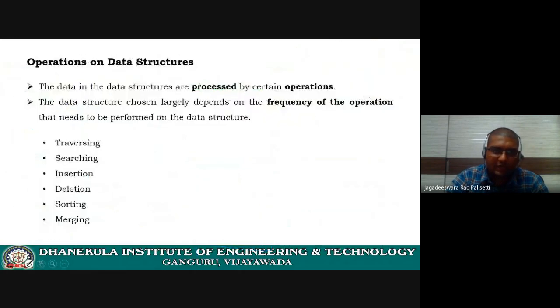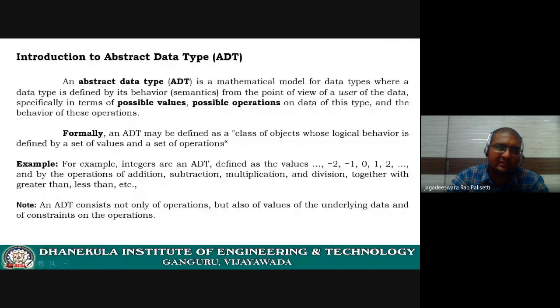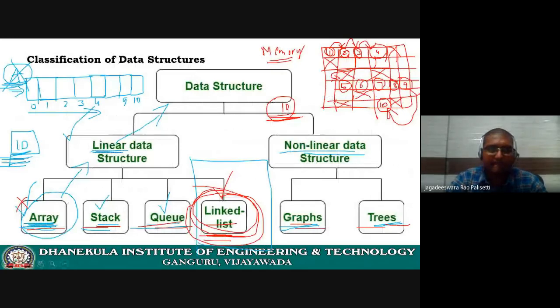We will continue with what operations we have in data structures and how these operations are performed in the next class. Does anyone have any doubts up to here? Anyone? No, sir.